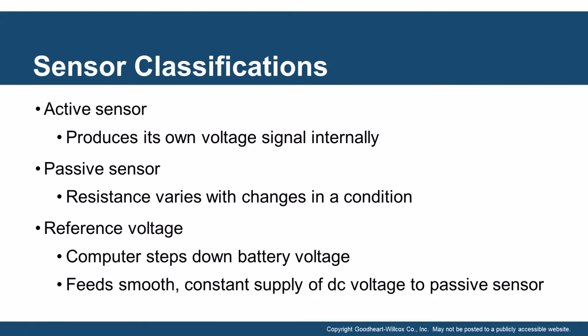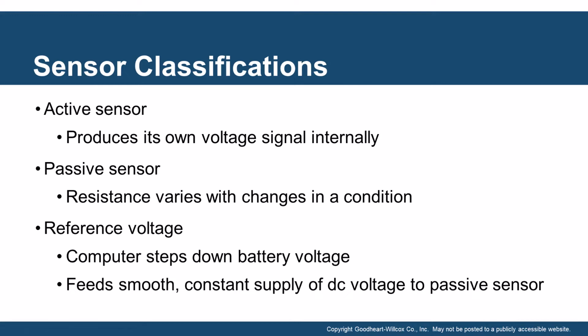These sensors come in different names. There are what we call active sensors, which produce their own voltage internally. Then there are passive sensors, where the resistance will vary with changes in a condition. For example, a coolant temperature sensor on a vehicle is measuring the engine coolant temperature. As the temperature changes, so will the voltage amount that comes back to the ECU.